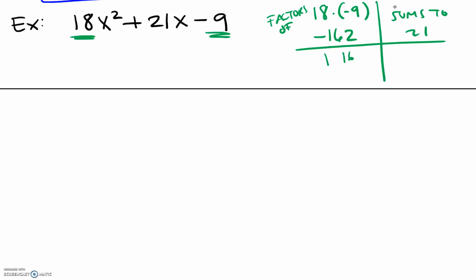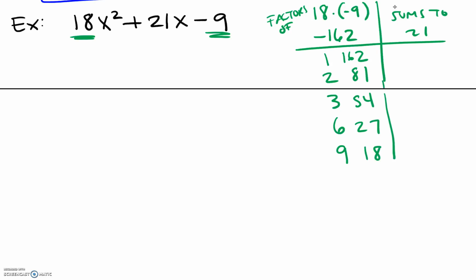So 1 and 162, 2 and 81. 3 must go into 162. 54. I know 4 doesn't go into it because when I divided by 2, it wasn't even. But 6 has to go into it since 2 and 3 did, which is 27. And then I can't get 8. 9 goes into it, though. And at some point, I'm going to stop and I'm going to test what I've got going on already.